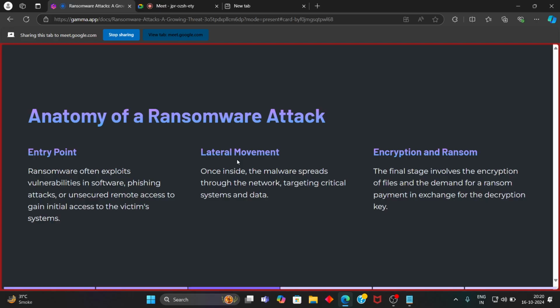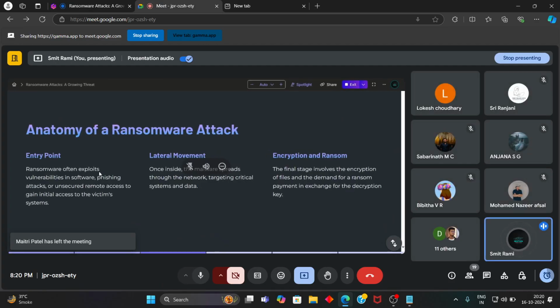The final stage involves the encryption of files and the demand for ransom payment in exchange for the decryption key. As we discussed, without the decryption key, you cannot revert back your data. There are also ways of preventing ransomware attacks, and ways to revert back our data without paying ransom if an attack happens. But if we talk about the official or traditional process, then you must have a specific decryption key in order to decrypt the data. So that's one issue.